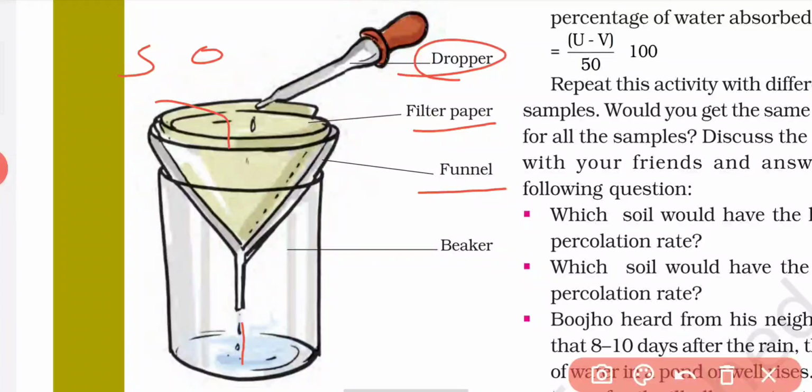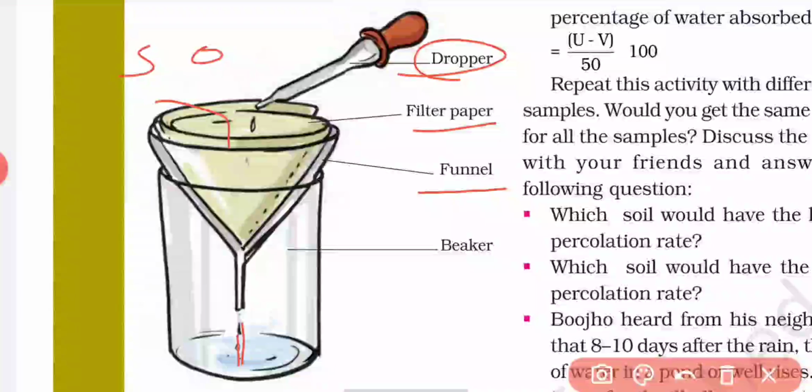So we take the funnel, and in this funnel we make another funnel using a filter paper or a newspaper sheet. We add 50 grams of dry powder soil in this funnel, and then we take a certain amount of water and pour that water drop by drop on this soil. Whenever the water comes out from the funnel, we stop.